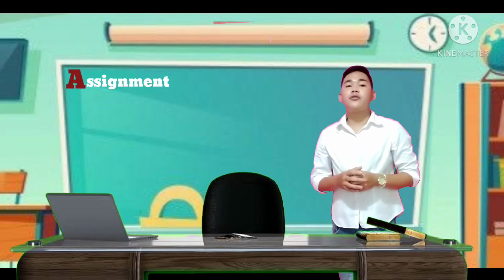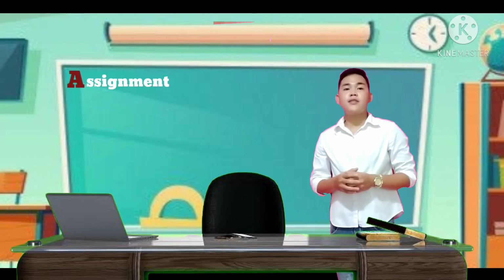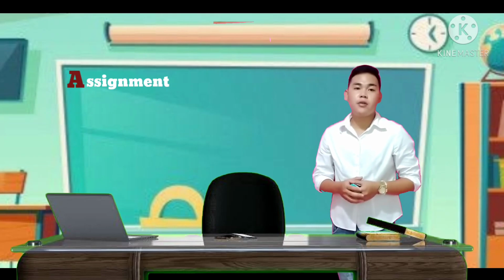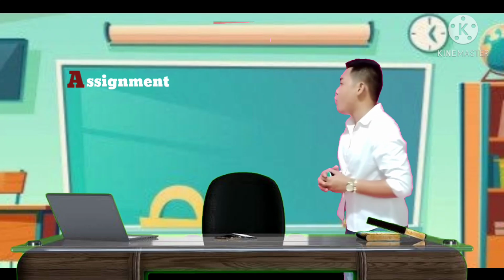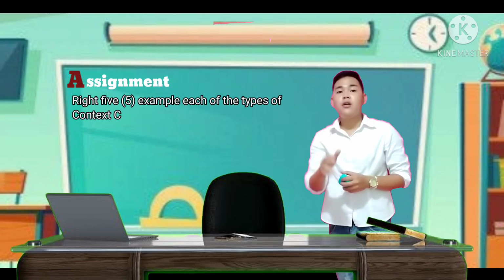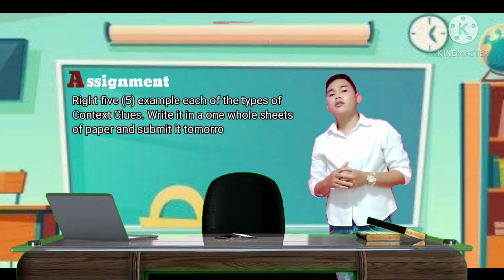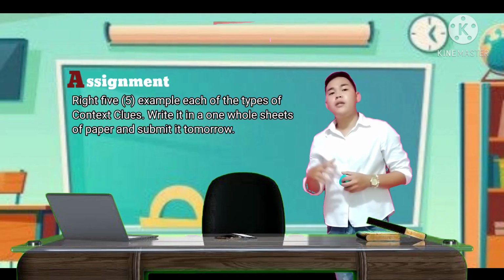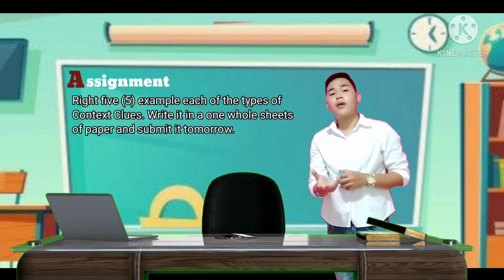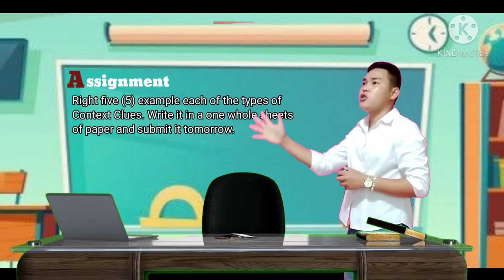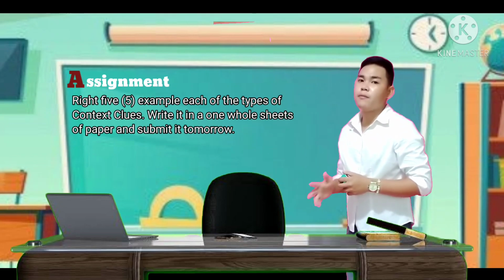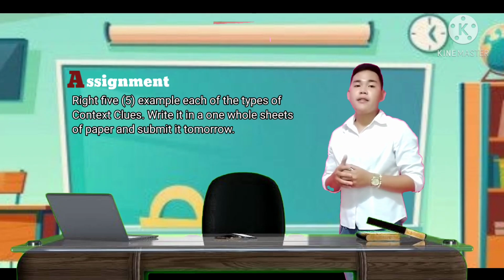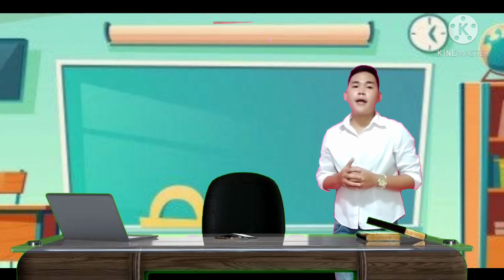Since you've all done, for tomorrow's class you have an assignment. Answer it in your house and pass it tomorrow. Your assignment is to write 5 examples of each type of context clues, that will be 15 items. 5 examples of definition, 5 examples of synonyms, and 5 examples of antonyms. So submit it tomorrow, okay? Understand?